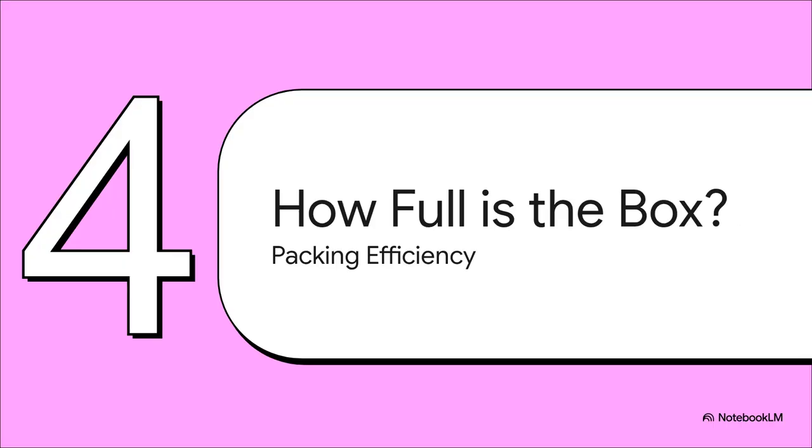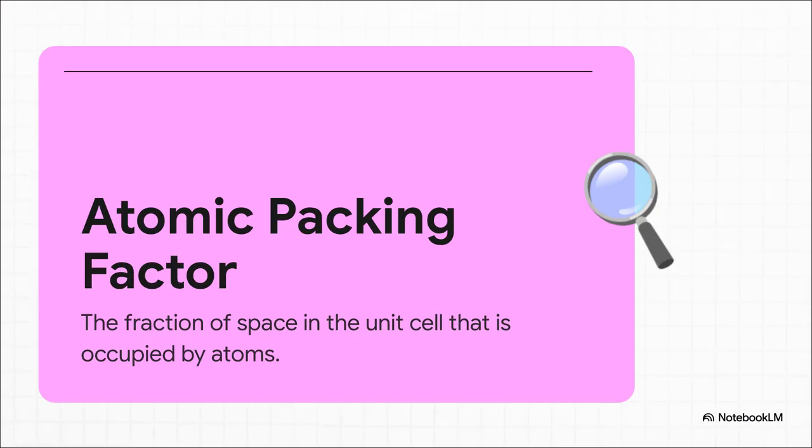Okay, so why should we even care how many effective atoms are in the box? What's the big deal? Well, it all comes down to efficiency. It's about how tightly you can pack those atoms together. And there's a way to measure this. Scientists call it the atomic packing factor, or APF for short. It's really simple. It's just the fraction of space inside that little box that's actually filled up by atoms. It's basically a percentage that tells you how much is stuff versus how much is just empty space.